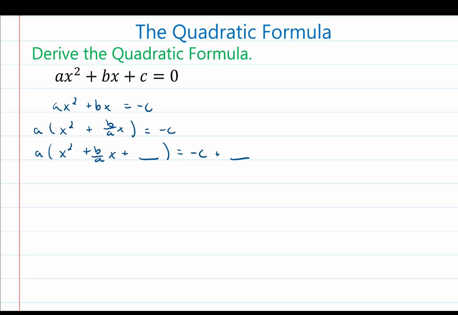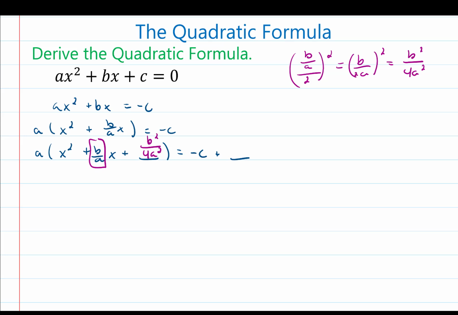Well, we're going to take the coefficient of the linear term, so that would be b over a. We're going to divide it by 2, and we're going to square it. Now, when we take b over a divided by 2, we get b over 2a, quantity squared. And when we square it, we get b squared over 4a squared. So that is the constant we're going to add to the expression inside the parentheses. So that'll be b squared over 4a squared.